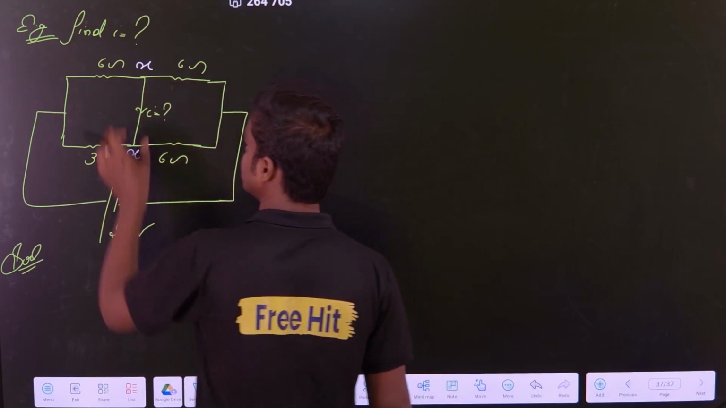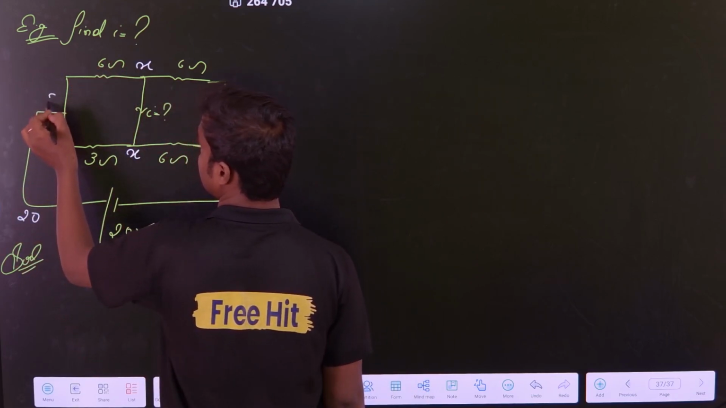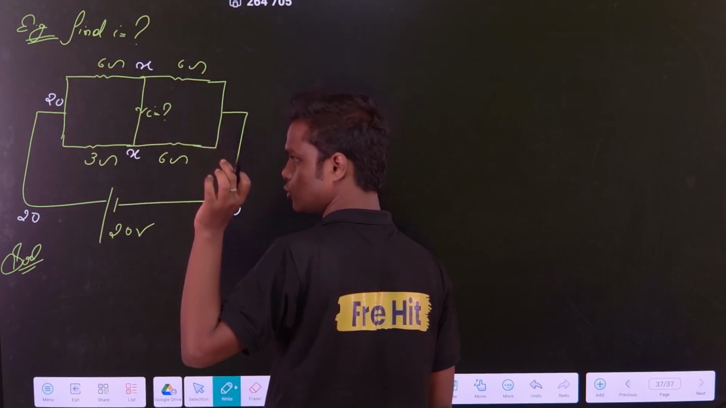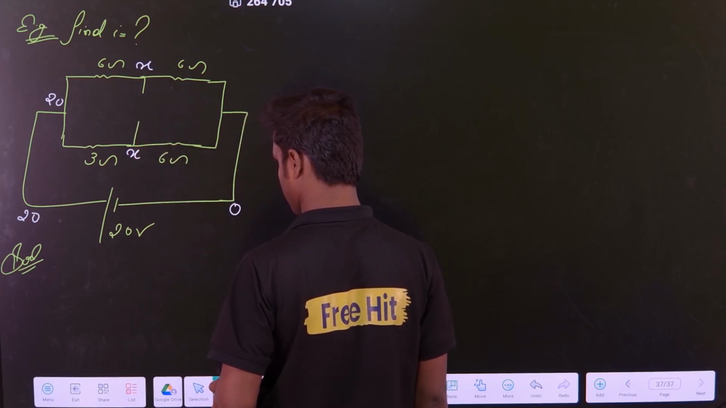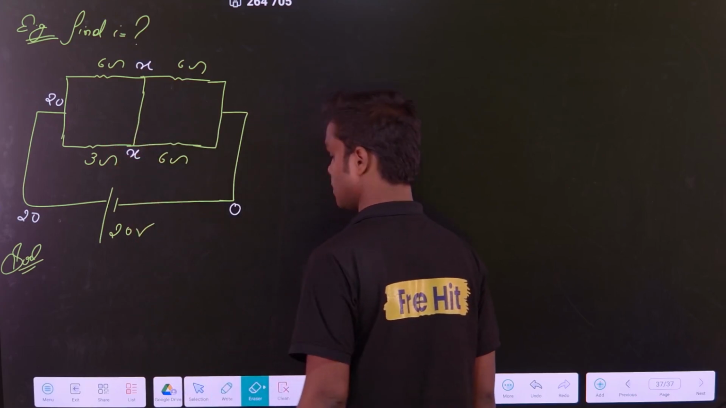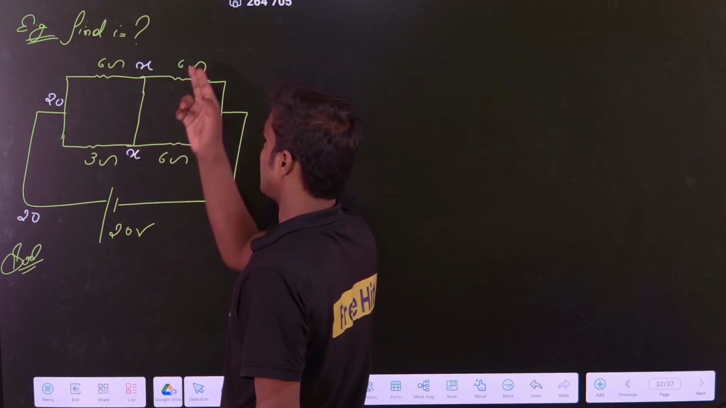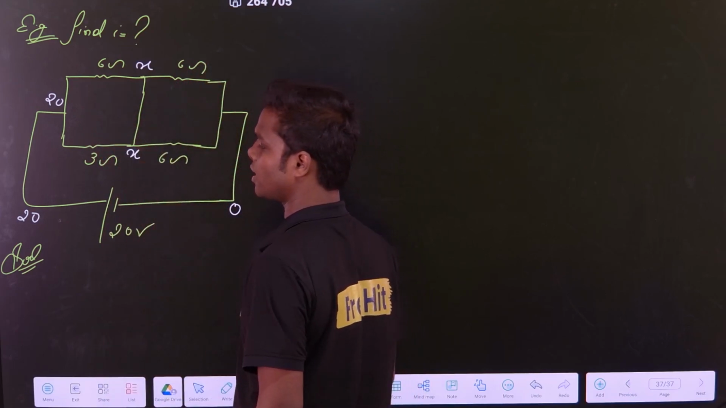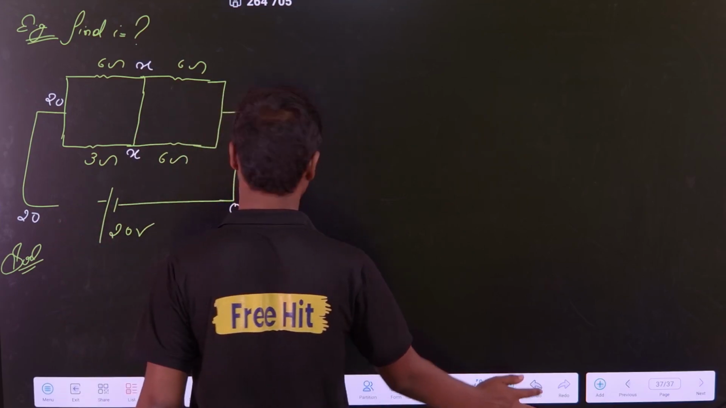Now how to solve? See this, if suppose this is taken as 0, then this will be 20, this will be 20. You can say that this and these two are in parallel. If these two are in parallel, then 6 and 3 parallel will become 2 ohm, and 6 and 6 parallel will become 3 ohm. So 3 plus 2 will become 5 ohm. So what is the current that will flow from here? I hope you got the point.